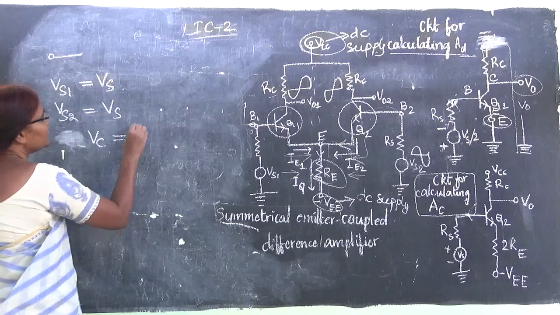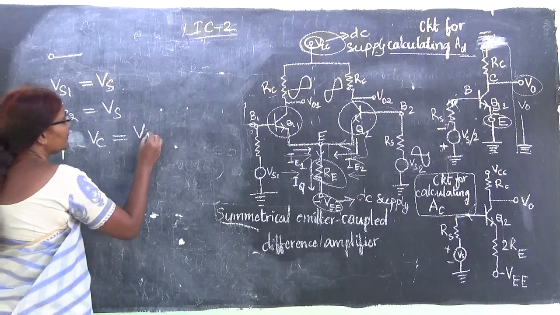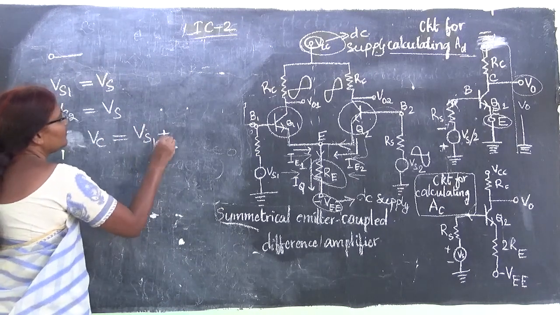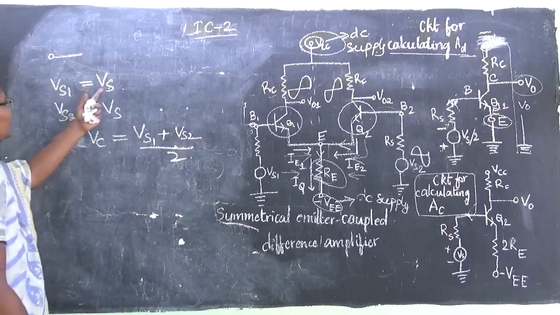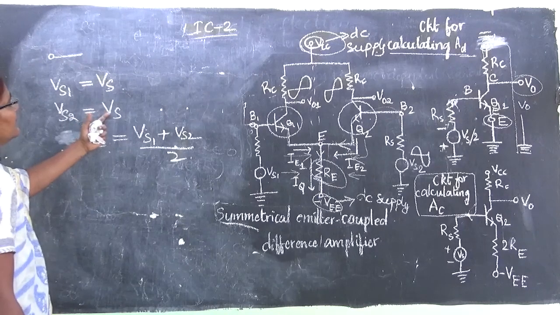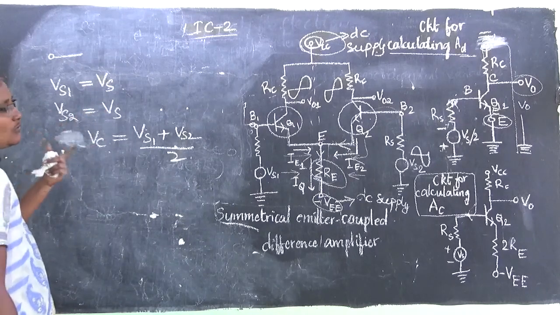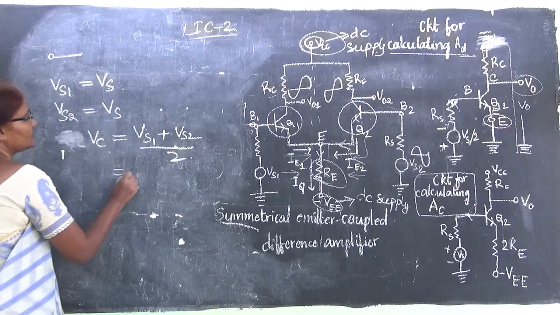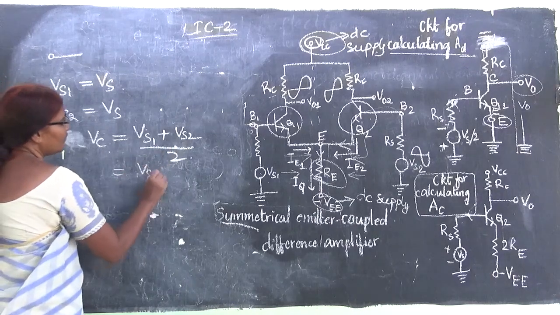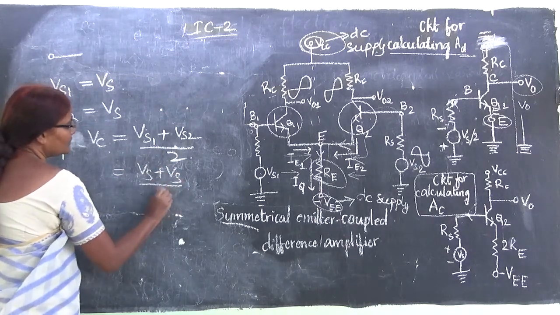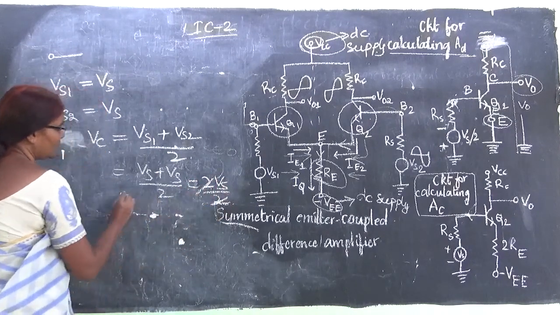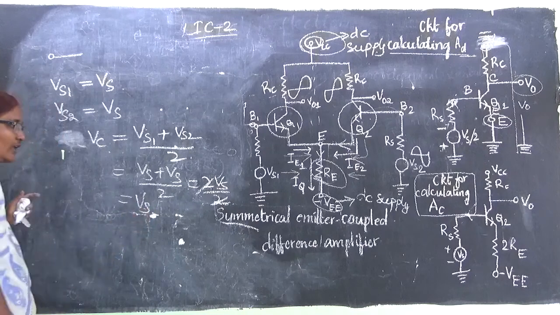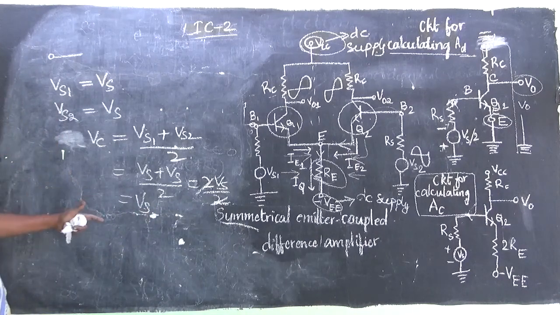And what is this Vc? Common mode signal is going to be Vs1 plus Vs2 by 2. The average of the two input signals will give my common mode voltage. So this is going to be Vs plus Vs by 2, which is nothing but 2 Vs by 2. So this is Vs.